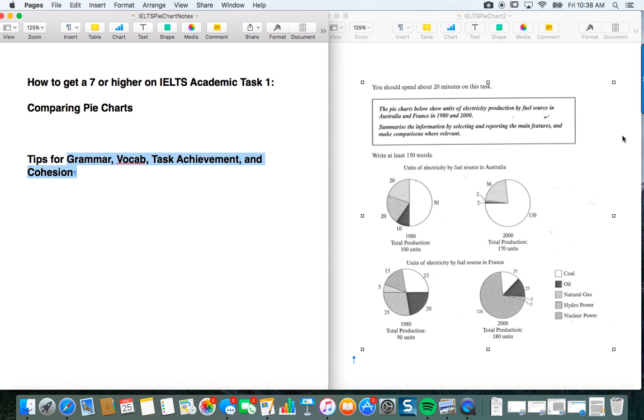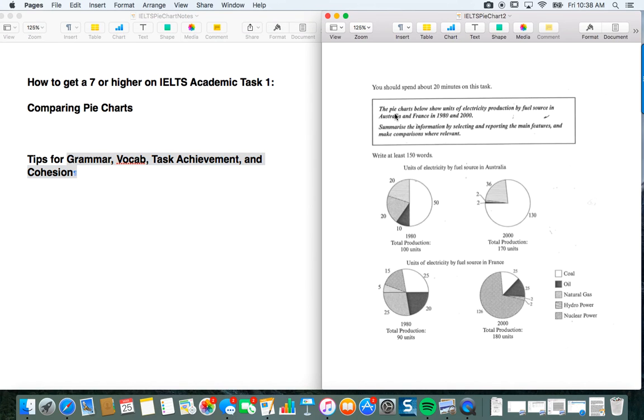As you can see here, we've got a lot of pie charts. So let's take a look. The pie charts below show units of electricity production by fuel source in Australia and France in 1980 and 2000. Summarize the information by selecting and reporting the main features and make comparisons where relevant. Remember, make comparisons where relevant. That means you want to point out similarities and possibly differences between the two.